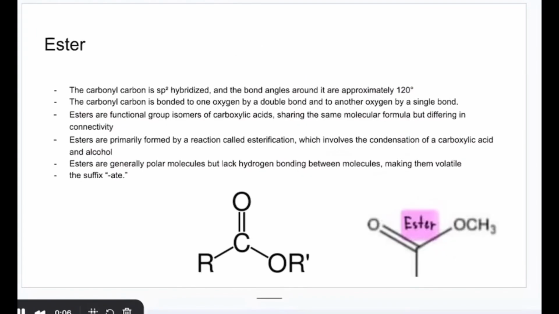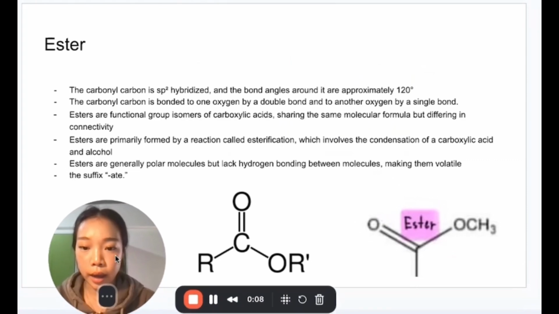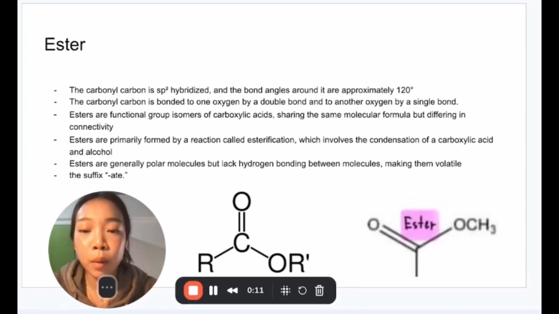group. Firstly, for the ester functional group, the carbonyl carbon is sp2 hybridized and the bond angles are around 120 degrees, and it is bonded to one oxygen by a double bond and another by a single bond. Esters are also isomers of carboxylic acids, which means that they have the same molecular formula but a different structural formula. Esters are formed by a reaction called esterification, which is when a carboxylic acid is reacted with an alcohol and water is created as a side product and eliminated.